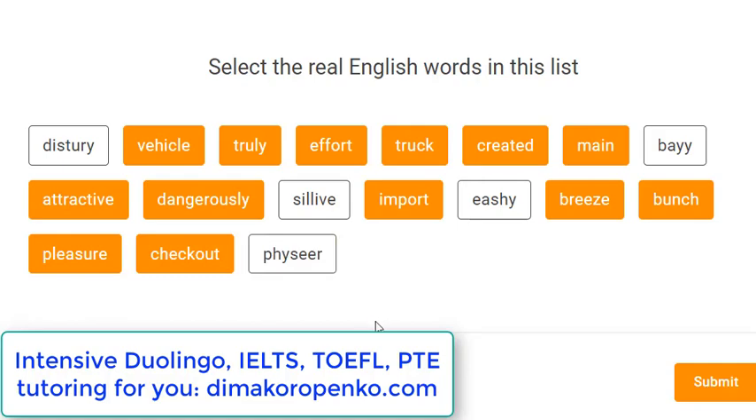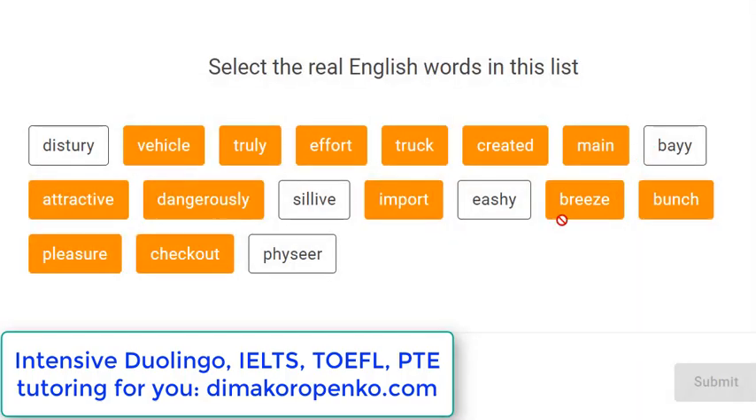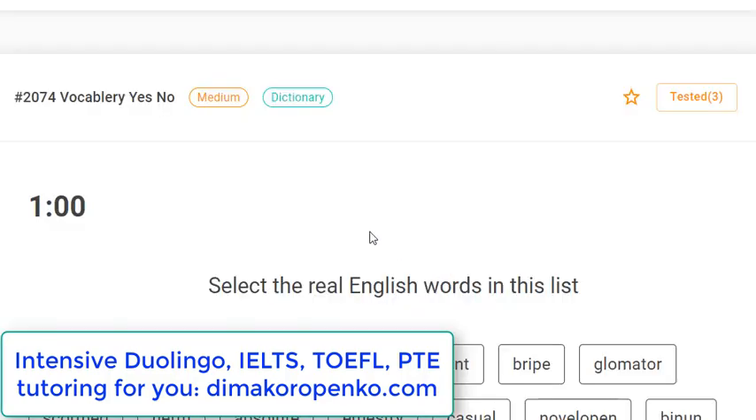Oh, here we have a lot of correct words, yeah? Let's check. Yes, everything's fine. 13 correct words. Very nice. Okay, let's go on. Let's do 1 or 2 more.